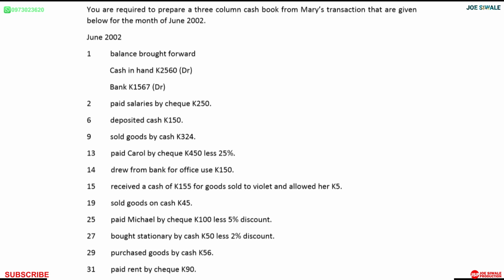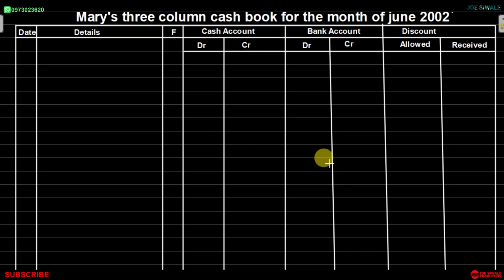The first thing that we're going to do is to write down our title. The title I've already written: Mary's 3-column cash book for the month of June 2002. Since we know that the currency we've been given is kwacha, I'm going to put our K. And the year that we are using is 2002, so we put 2002. The first transaction occurred on the 1st of June, and we have cash in hand amounting to 2,560.